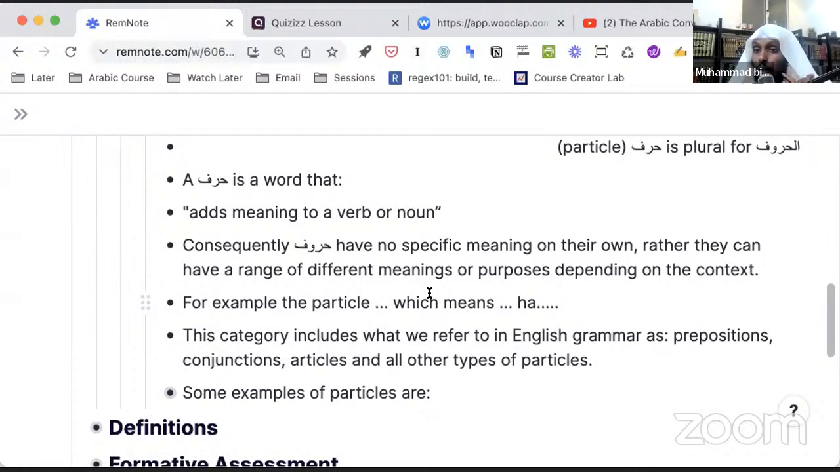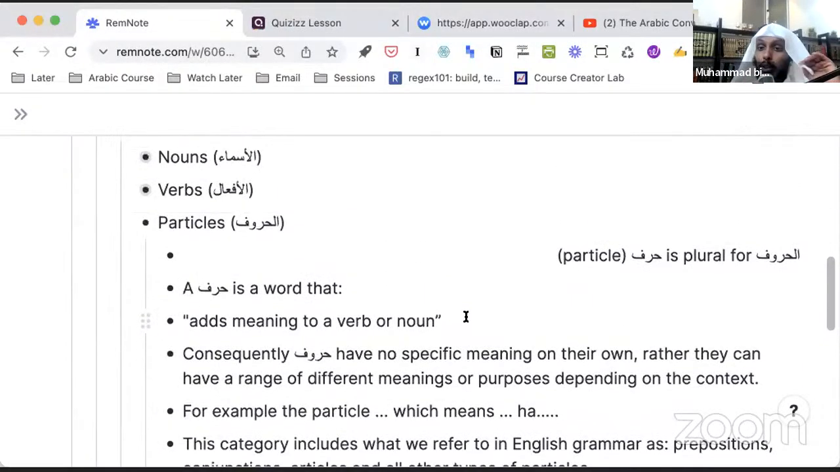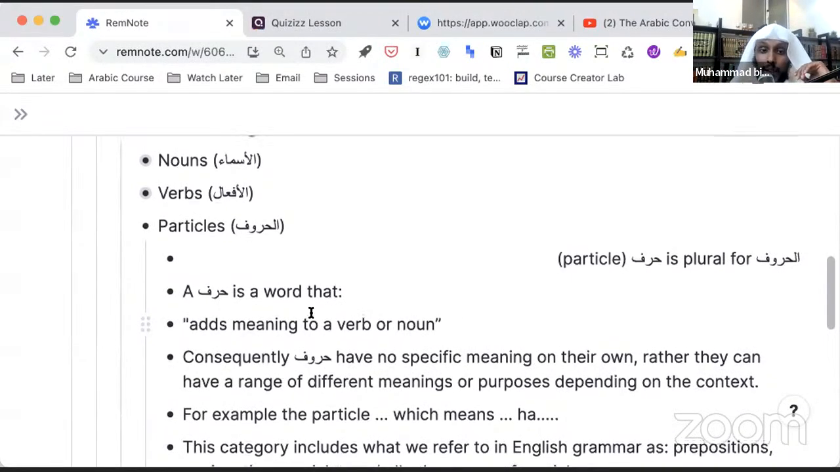Then we have demonstrative pronouns, which are also asma, but they do a specific function. So even though function words don't have to be a particle, generally speaking, grammatical function words take up a big chunk of the Arabic language. So it makes sense that you focus on them because they will give you the biggest impact. Okay?